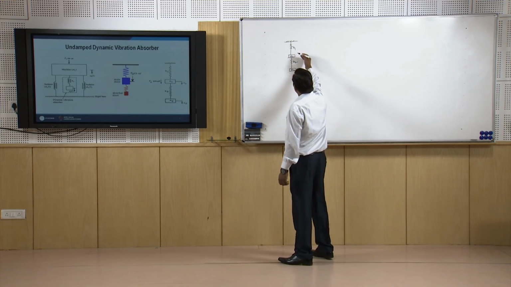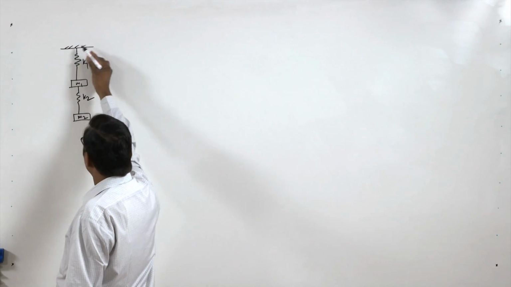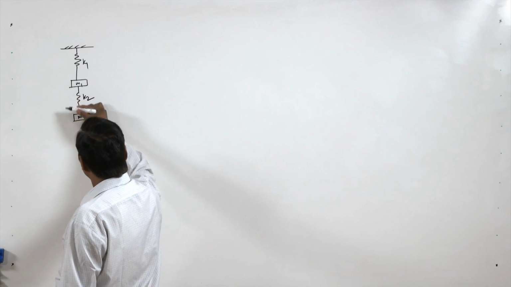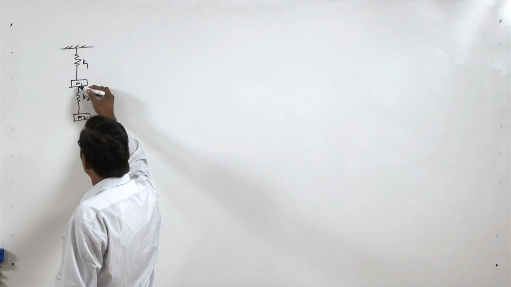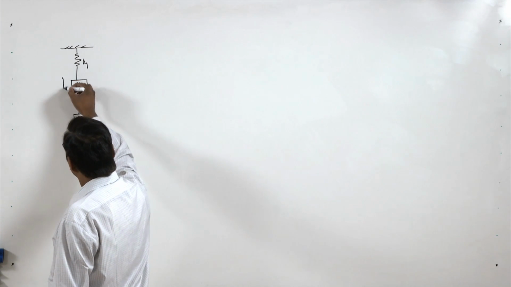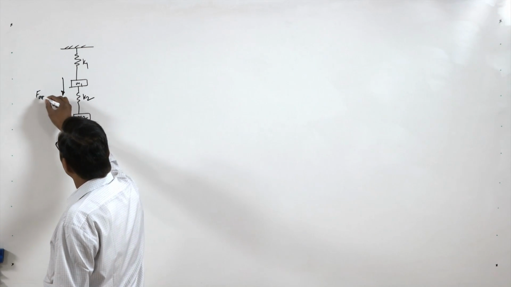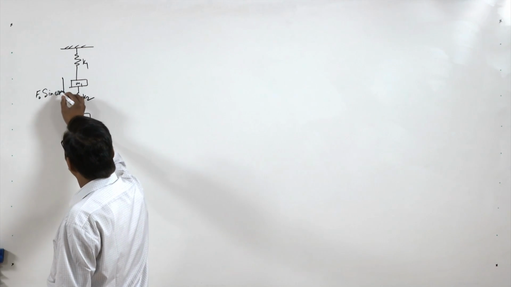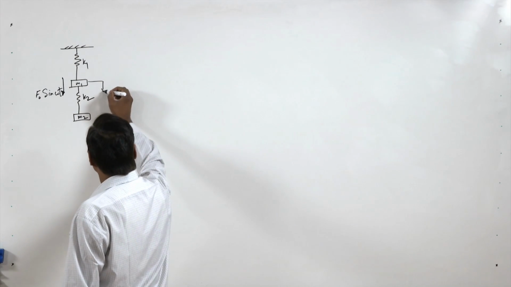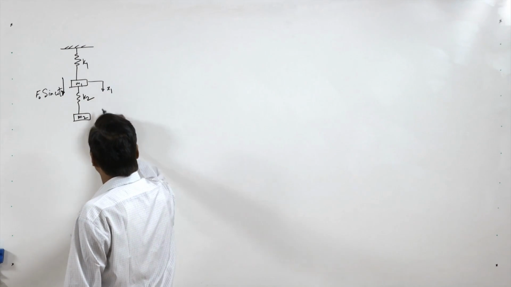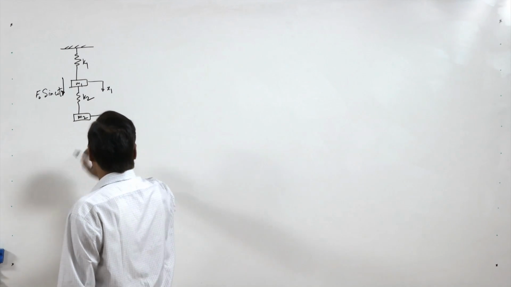So this is our K1 M1, K2 M2. K1 M1 is the main system and K2 M2 is the absorber system, and this is attached to the main system. Now this main system is subjected to some harmonic force, that is F0 sin omega t, and this is the response x1 of the main system, and this is the response of the absorber, that is x2.